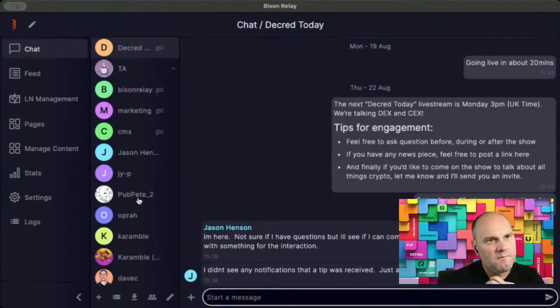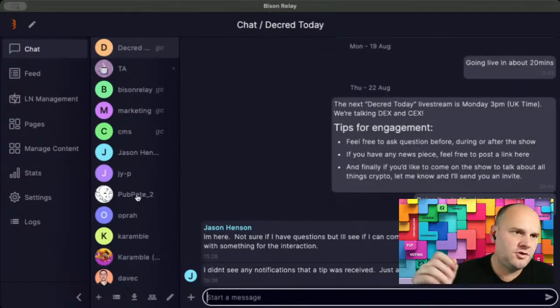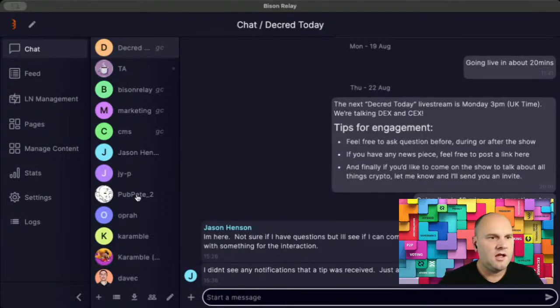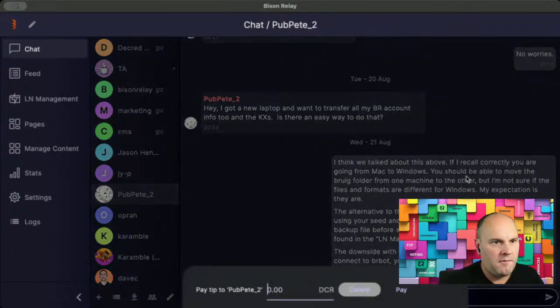Now, Bison Relay is an accountless internet. So what it basically says is that you turn up, you give yourself a nickname. So here's Pub Pete 2, and that's it. You're done. There's no taking that back or anything. That's your username. It's all censorship resistant. And that's built in. And like I just showed you with the tips, if I want to pay him, I don't need to say at pubpete2, or I don't need to put in a big old key. I just literally click on his name and I pay him a tip.